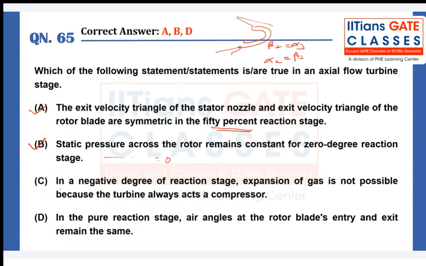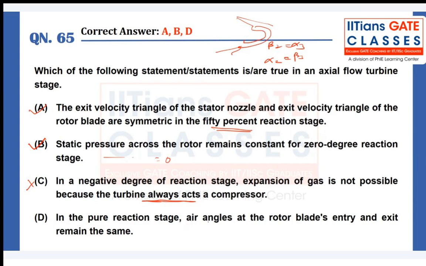Option C says that in a negative degree of reaction, expansion of gas is not possible because the turbine always acts as a compressor. It says always acts as a compressor, which is not the case actually. Such a strong statement should not be delivered. So this option is not correct.